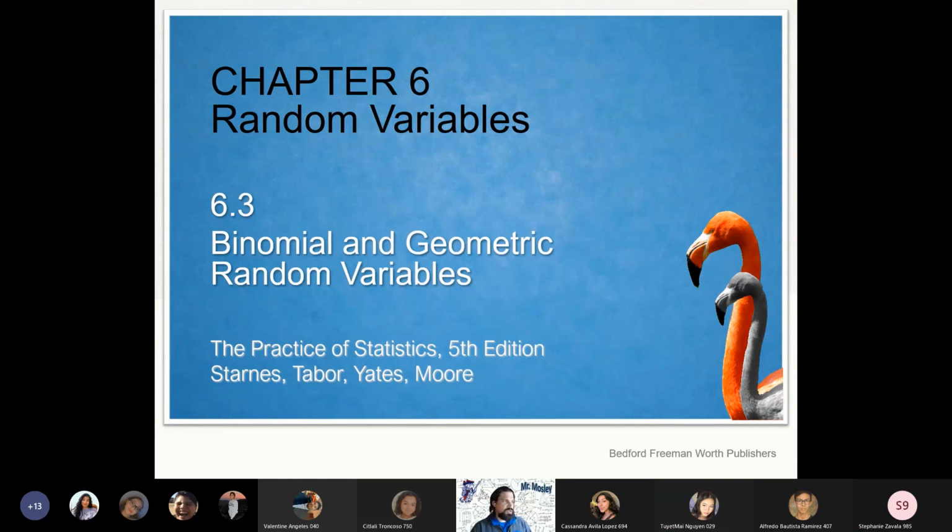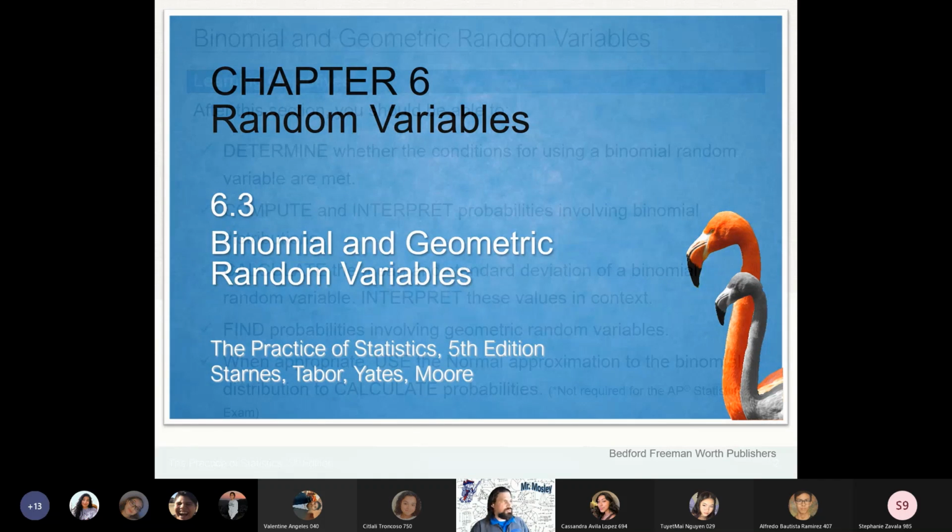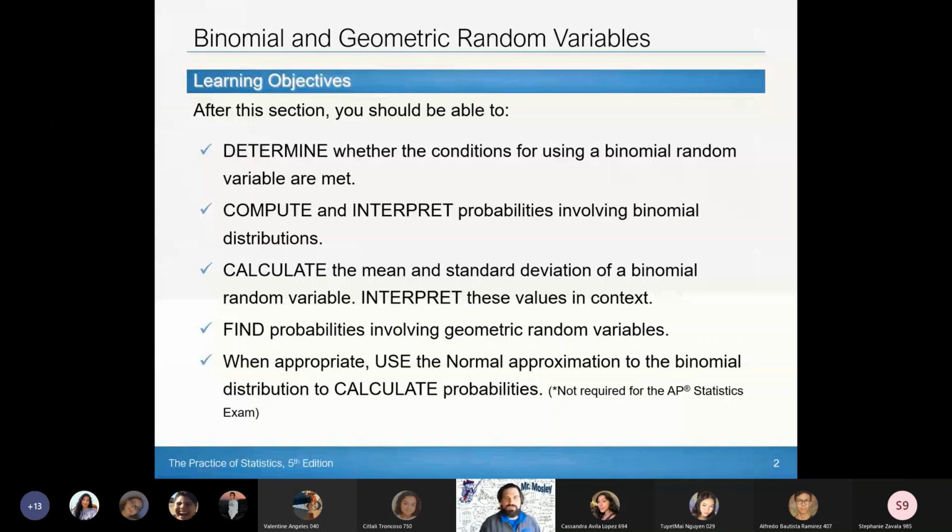We're in section 6.3 today on binomial and geometric random variables. All right, we'll get some new formulas today. We'll get some new conditions that we need to consider. It should be fun. So here are our goals for today.